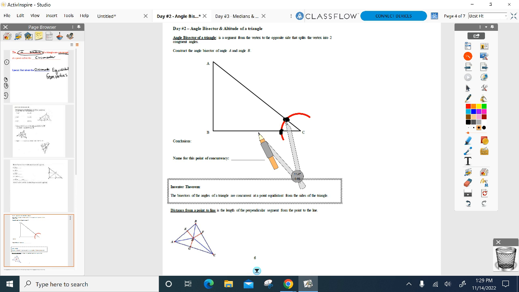You can open or close or keep it the same, but these next 2 arc marks you make need to have the same opening on your compass. And what you're going to do, you're going to make another arc ahead of that one. I'll make it red. And then you're going to come over to the other point of intersection and make a second arc mark. So those two intersect each other.